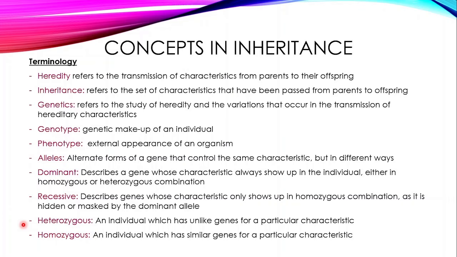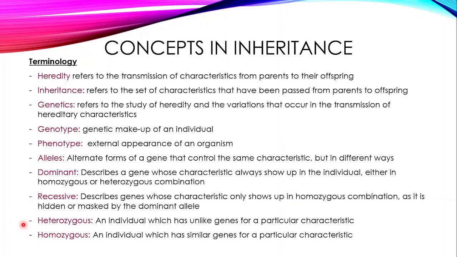Genotype refers to the genetic makeup of an individual. The phenotype is the external appearance of an organism, and this is determined by the genotype. So the genotype influences the phenotype. Alleles are alternate forms of a gene that control the same characteristic, but in different ways.